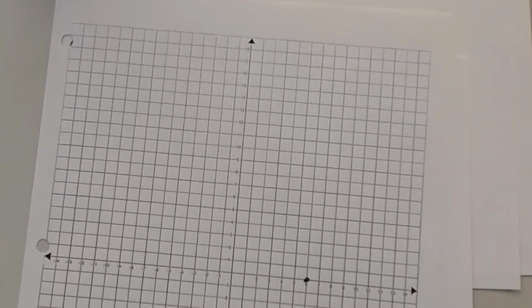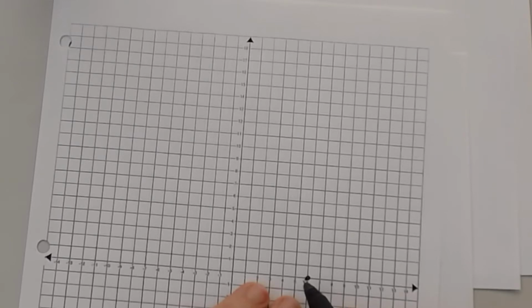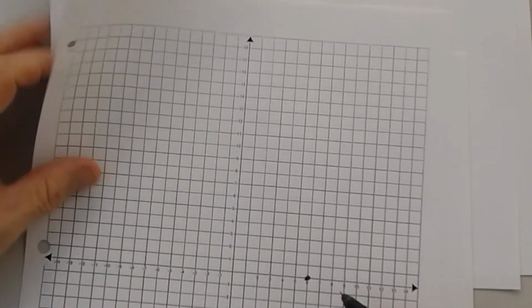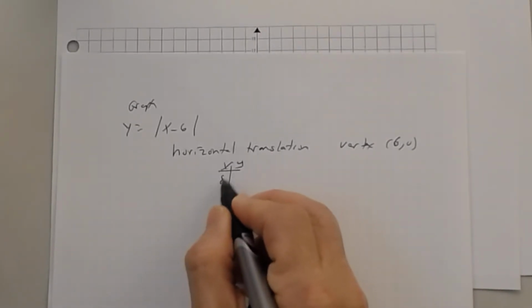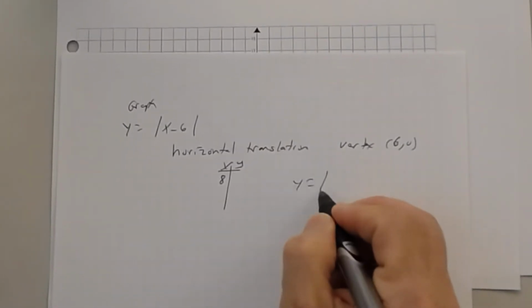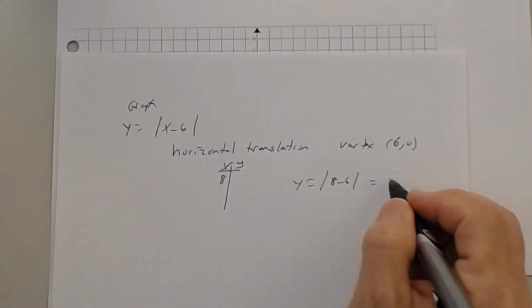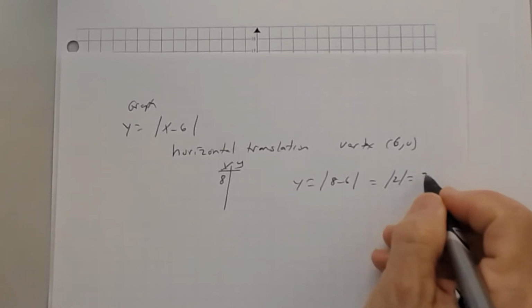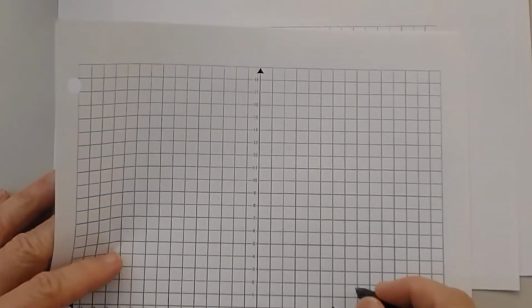And all I do is just find 2 points to the right, 2 points to the left. So give me another x value that's to the right of the vertex. 8. So if x is 8, I get y equals the absolute value of 8 minus 6. What's 8 minus 6? And what's the absolute value of 2? 2. So I plot the point 8, 2. So 8, 2 is right here.